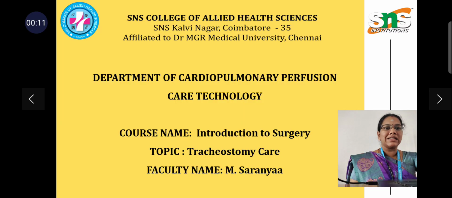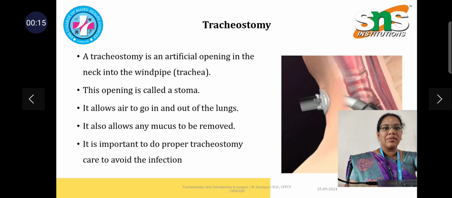Today we are going to discuss a topic on tracheostomy care. A tracheostomy is an artificial opening in the neck, in the windpipe. It is an opening for providing ventilation. This opening is called a stoma. It allows air to go in and out of the lungs, and it allows any mucus to be removed. It is important to do proper tracheostomy care to avoid infection.